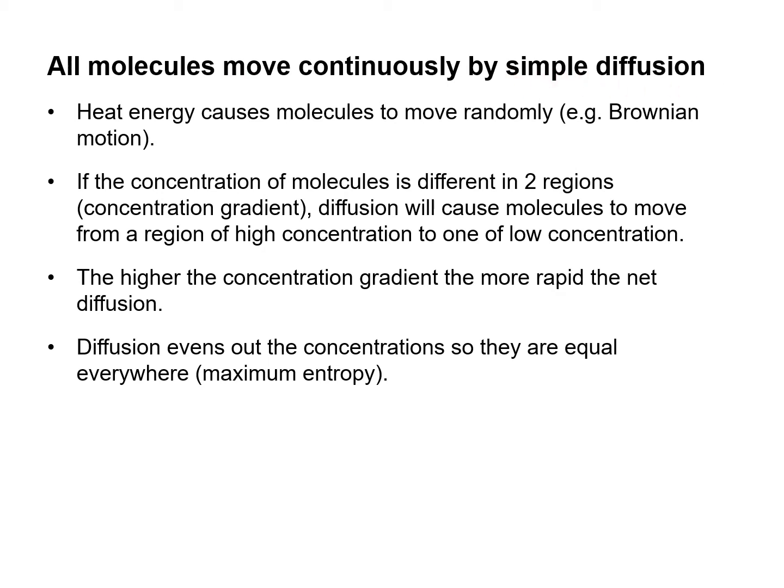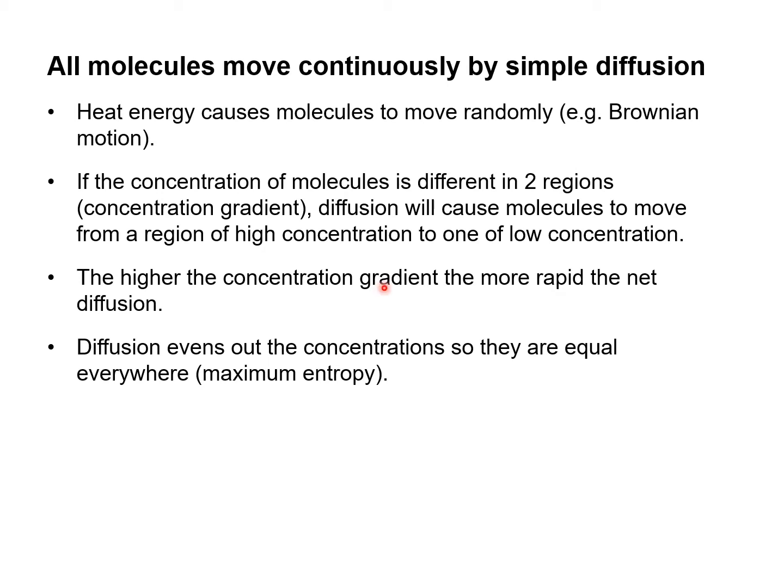On the membranes, along the lipid bilayers, all molecules, including the lipids, move continuously by simple diffusion. Heat energy causes these molecules to move randomly, such as in Brownian motion, and thermodynamics is involved in such processes. If the concentration of molecules is different in 2 regions, so it builds up a concentration gradient, then diffusion will cause the molecules to move from a region of high concentration to one of low concentration. The higher the concentration gradient, the more rapid the net diffusion.